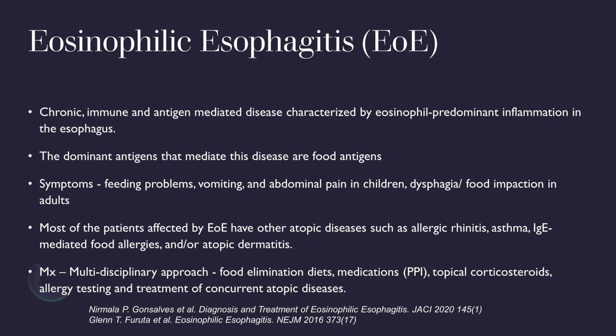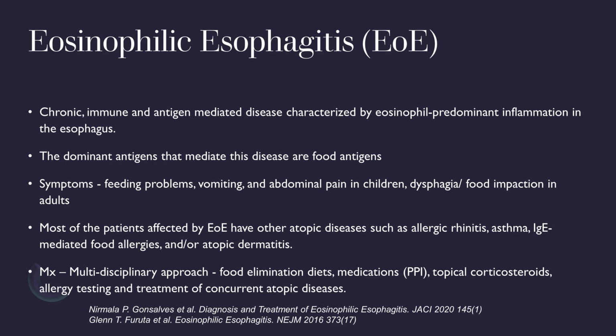The dominant antigens that mediate this disease are food antigens. So it's very important to get the allergist in, to get the gastroenterologist, and they've got a multi-D in KK, whereby they sit together and they actually eliminate the right food. So the symptoms are usually feeding problems, vomiting, abdominal pain in children, dysphagia, food impaction in adults.